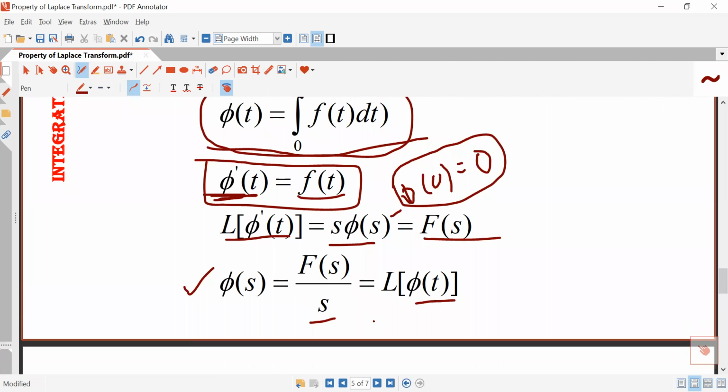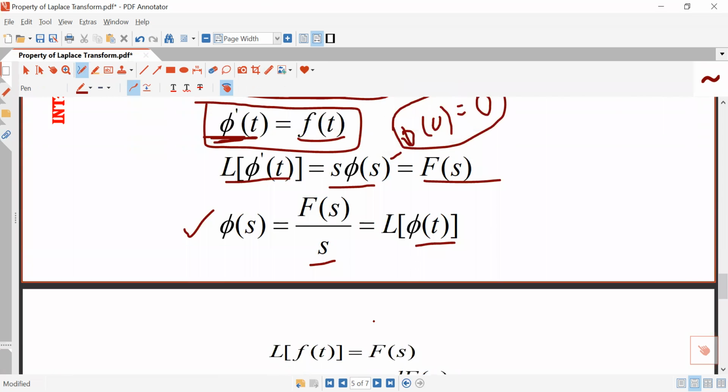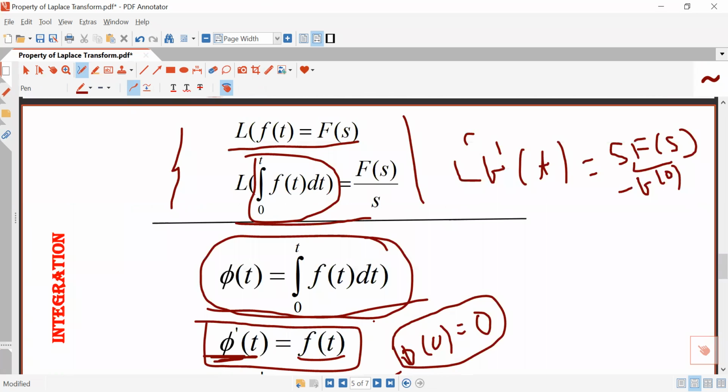So in next video I will discuss how the Laplace transform will change when you will multiply function with time, or when you will divide the function with time, then how the Laplace transform will change.